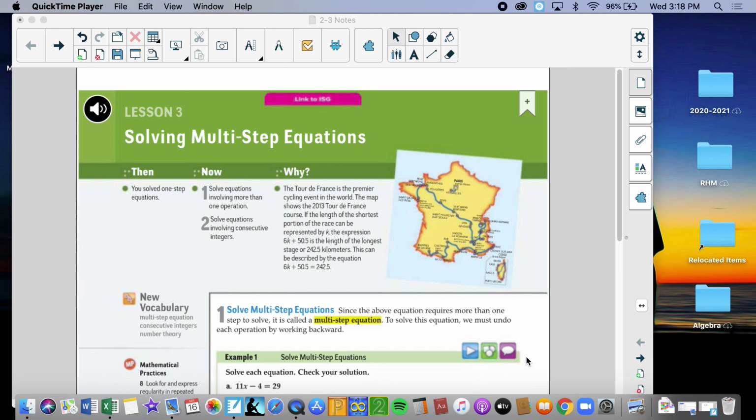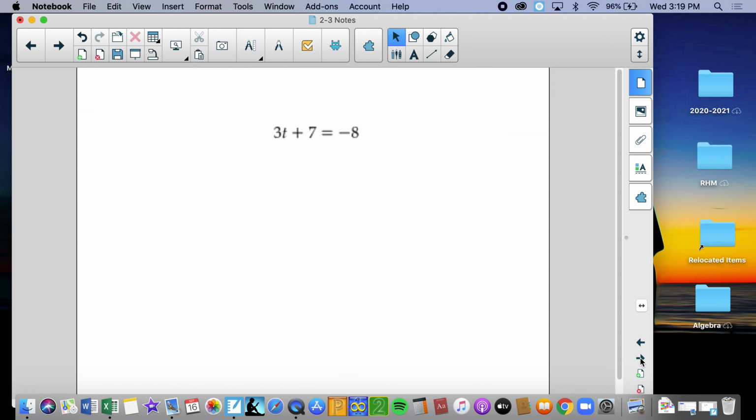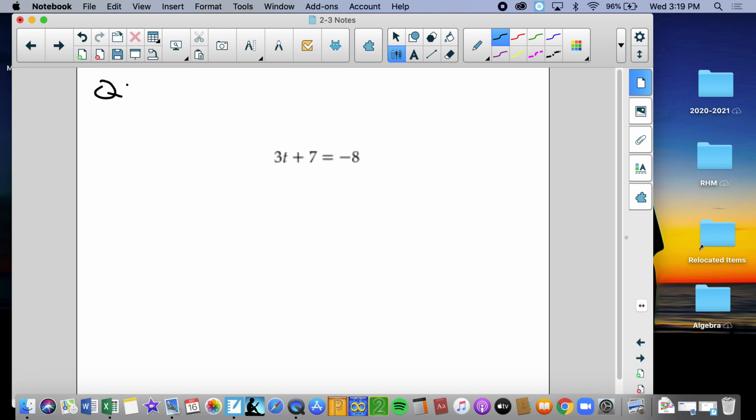So, in this section we are going to deal with multi-step equations. So it's going to take more than one step in order to solve for the variable. So let's move this down a little bit. The question I always ask is, what is happening to the variable?